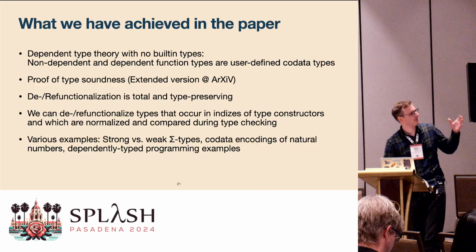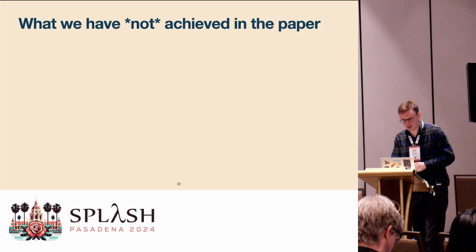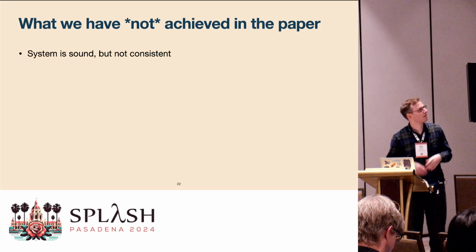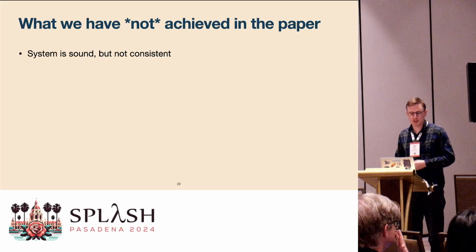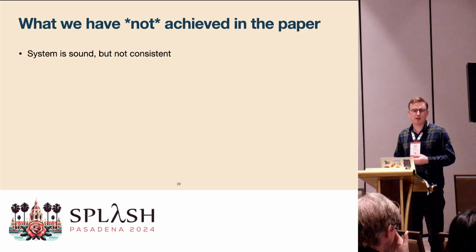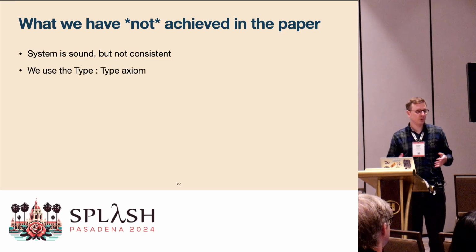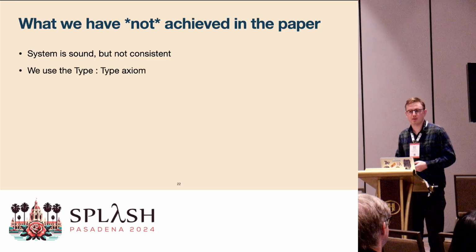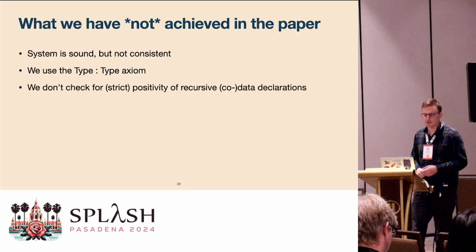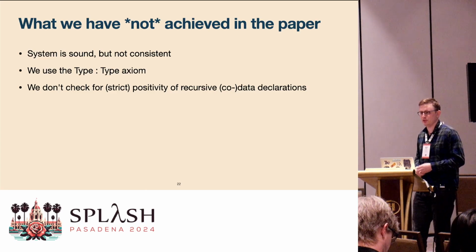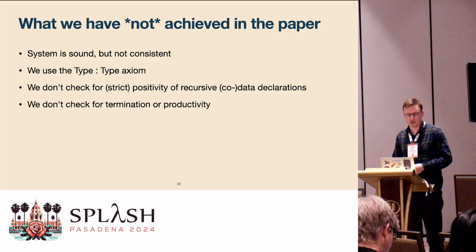So this is what we have achieved, but I also want to talk about the things that we have not yet achieved in the paper. The most important aspect is that the system is sound, but it's not consistent. And by that, we mean that every type is inhabited by some potentially non-terminating computation. There are three reasons for this. Firstly, we use the type-in-type axiom. We don't check for strict positivity of recursive occurrences when we define a data or co-data type. And we don't check for termination or productivity.